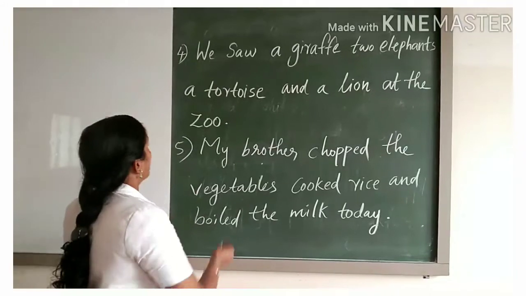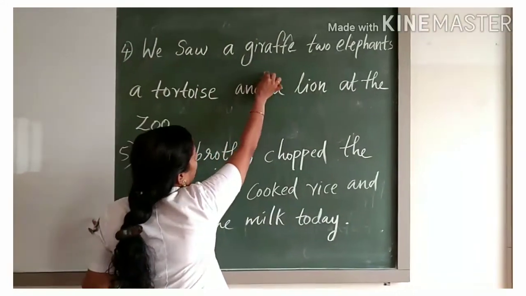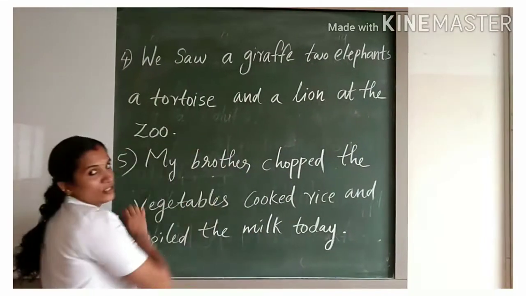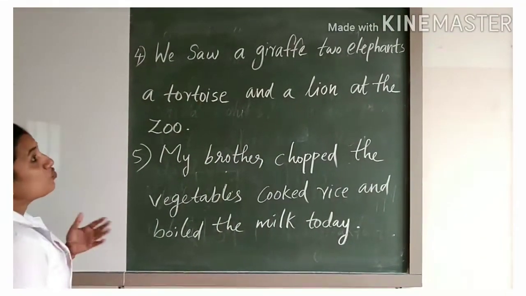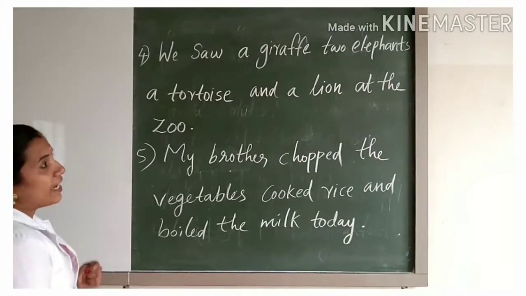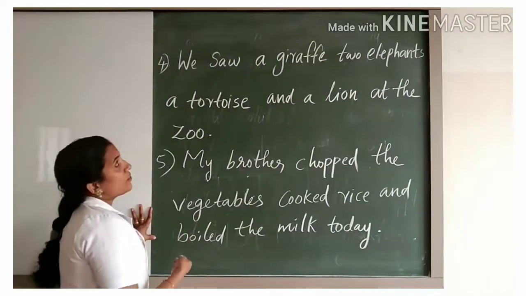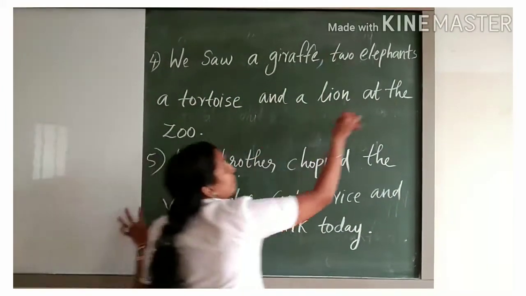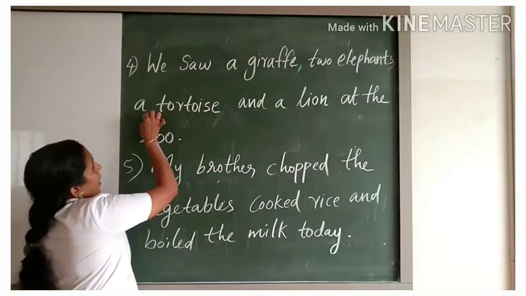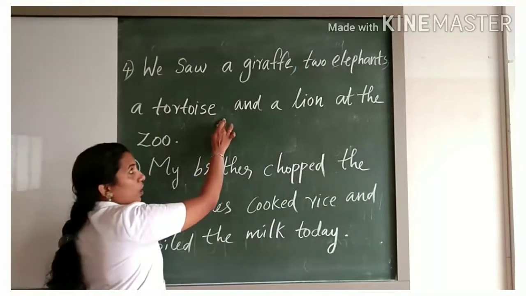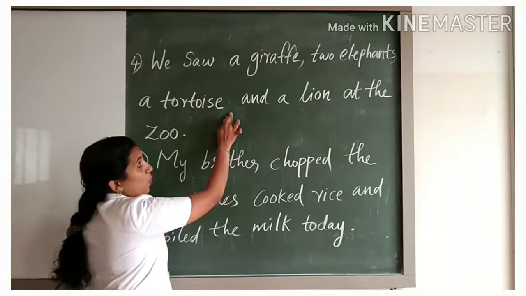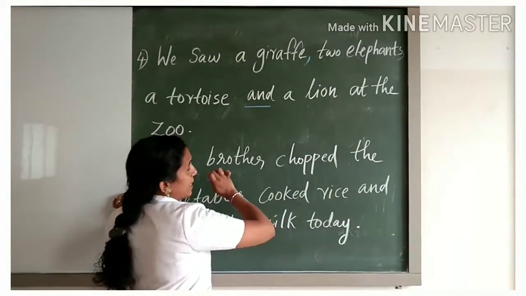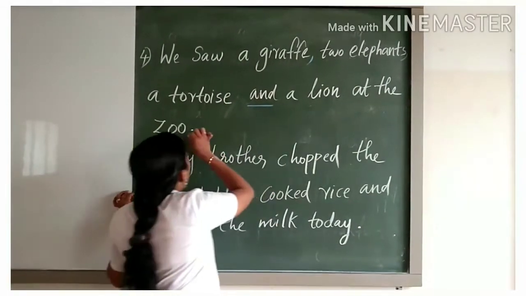And the next sentence: we saw a giraffe, 2 elephants, a tortoise and a lion at the zoo. So we put the commas. We saw a giraffe, comma, 2 elephants, comma, a tortoise. Here do we want to put the comma? No, because we already used and here before the last one in the sentence. And a lion at the zoo.